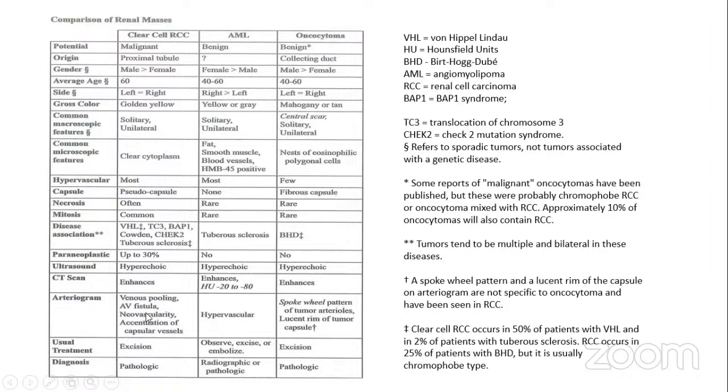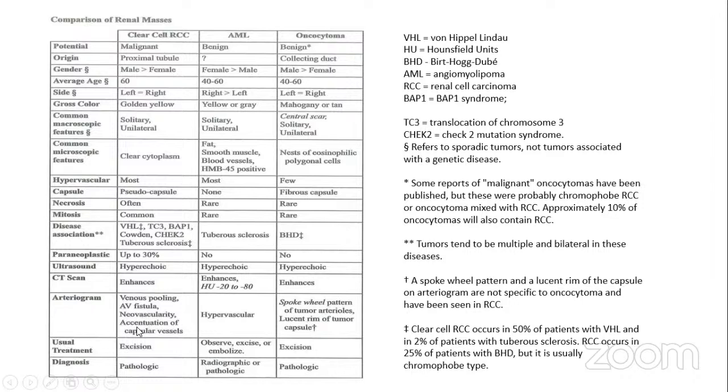Arteriogram: venous pooling, AV fistula, new vascularity, and accentuation of capsule vessels. Remember, angiomyolipoma is hypervascular, and the arteriogram shows a spoke-wheel pattern of the tumor arterioles and a lucent rim of the tumor capsule, as we showed previously. Spoke-wheel and lucent rim of the capsule on arteriogram are not specific to oncocytoma and can be seen in RCC as well.